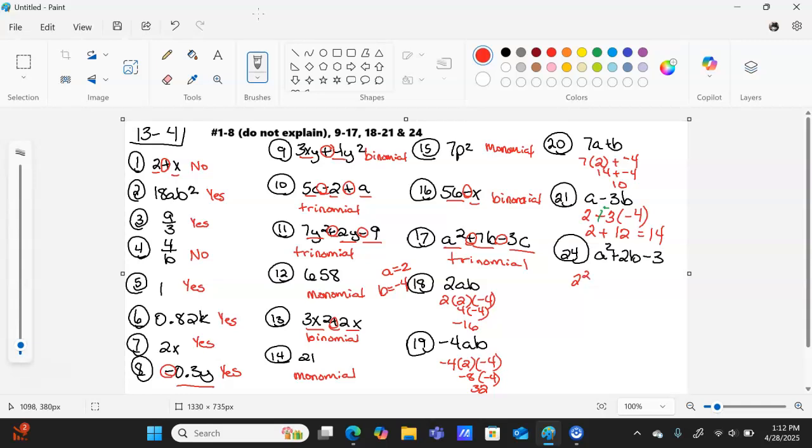And then finally 2 squared plus 2 times -4 minus 3. 2 squared is 4. 2 times a -4 is -8. 4 plus a -8 is -4. Remember, we add going left to right. I changed my signs there, so I have both are negative, and we end up with -7.